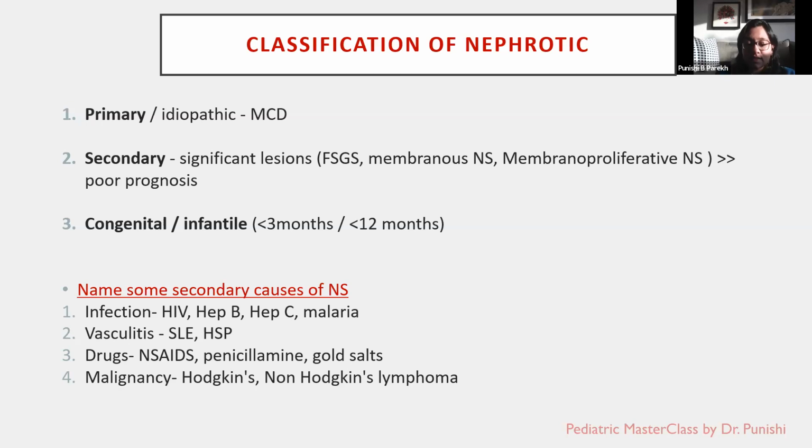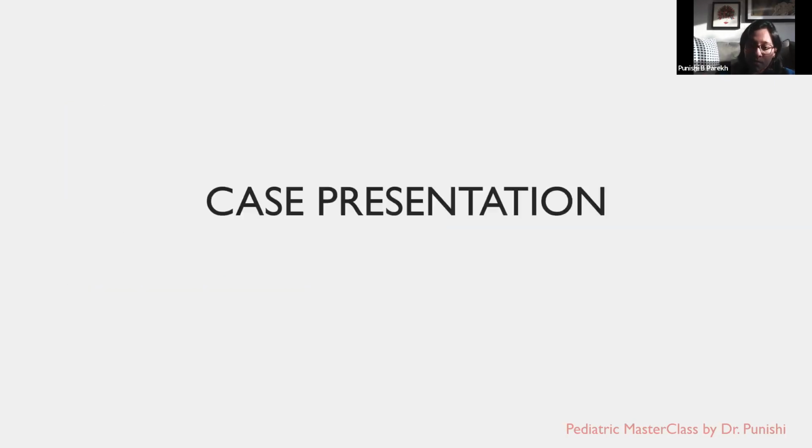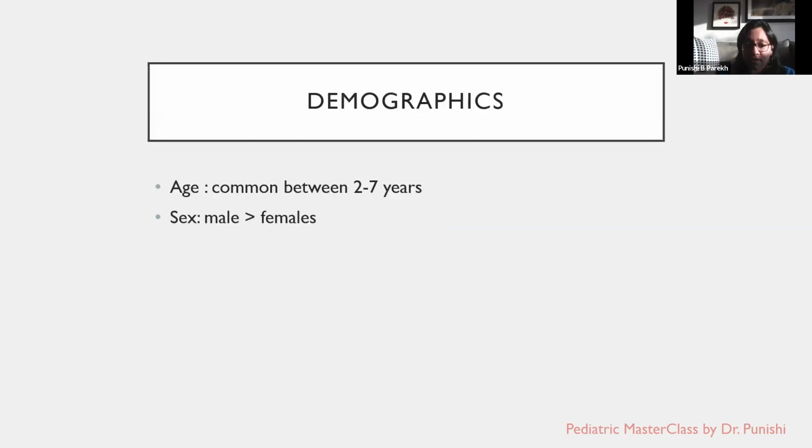Now, having done with the basics, let's present an actual case of nephrotic syndrome. So demographics. The usual common age of presentation of a nephrotic is around 2 to 7 years of age, but it ranges over a span of 1 to 12 years. So the usual age of presentation is somewhere around, like I said, 2 to 7 years, and it is more common in males.